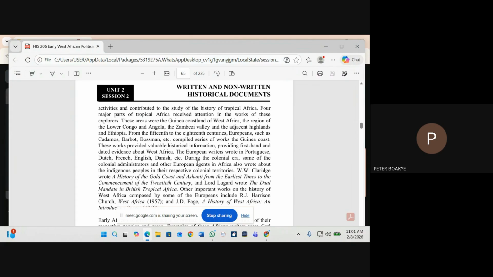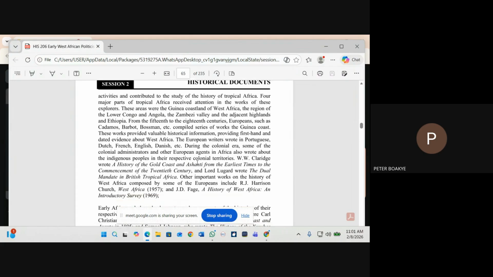Those who came here, the Zambezi Valley, and the adjacent highlands of Ethiopia. So from the 15th to the 18th centuries, Europeans such as Cadamosto, Barbot, Bosman, etc., compiled accounts of what they saw here when they came to the Guinea coast. European writers wrote in Portuguese, Dutch, French, English, Danish, etc.